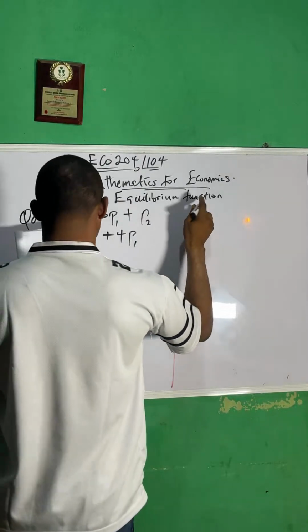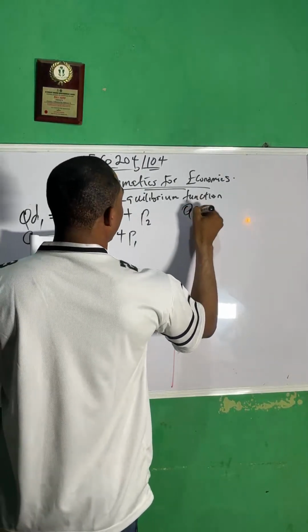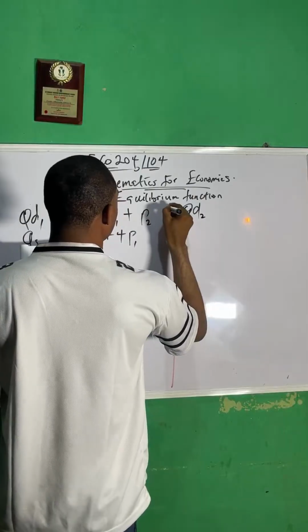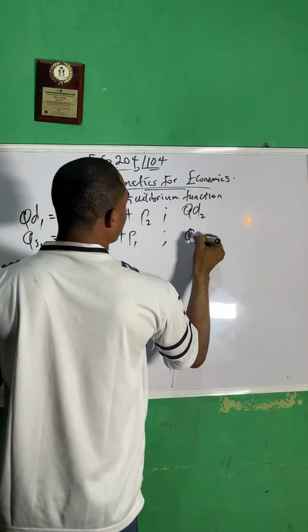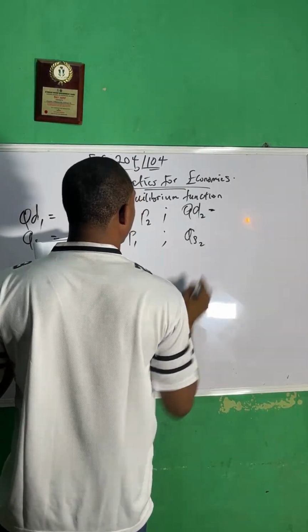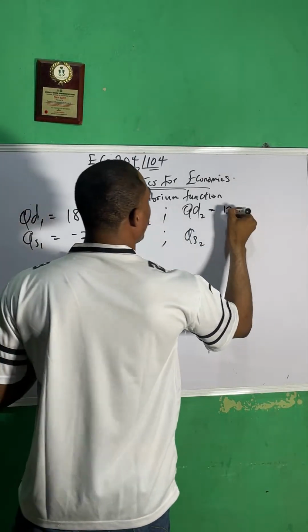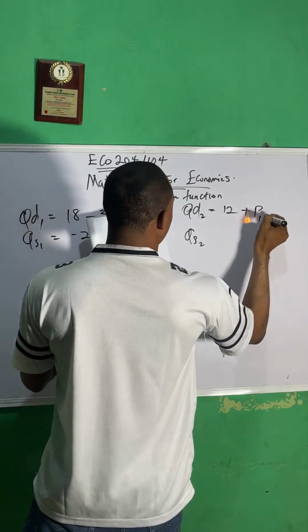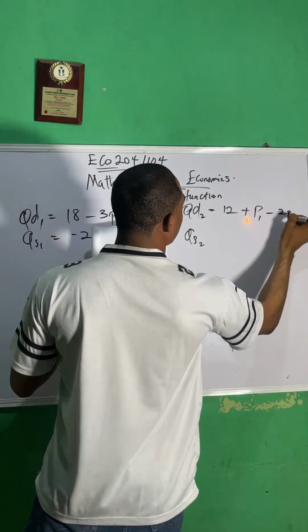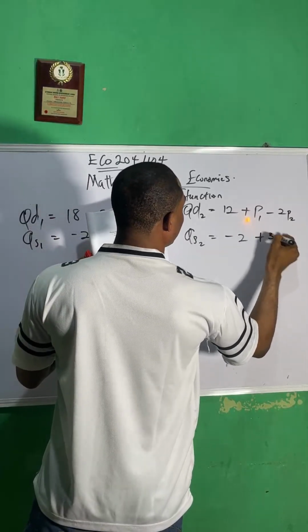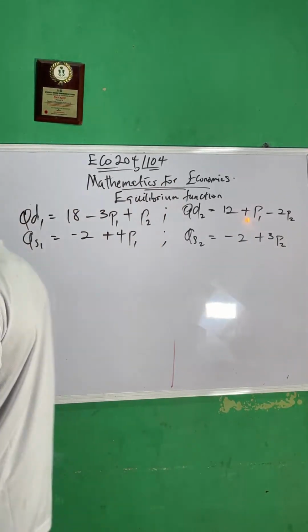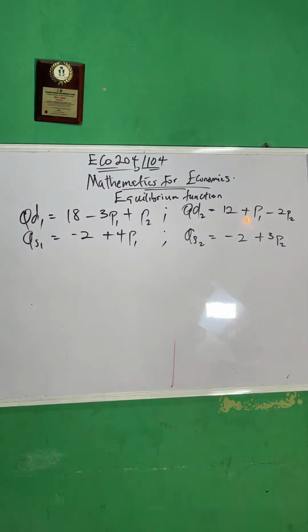Then let's move on to market 2, which is QD2 and QS2. This is market 2. So we have QD2 = 12 + p1 - 2p2, and QS2 = -2 + 3p2. So this is market 2.